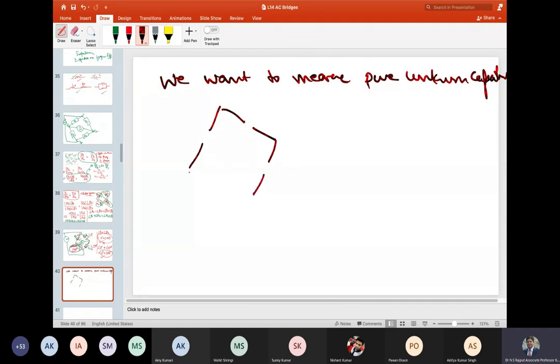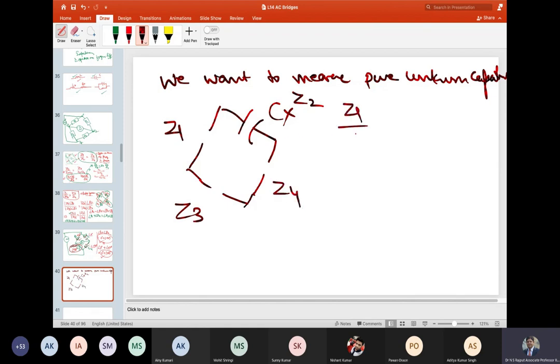I can place my measurand anywhere. So let me choose this. So this is CX, right? In this case, as I can see, this is Z1, this is Z2, this is Z3, this is Z4. So as usual, what we do, Z1 by Z2 is equal to Z3 by Z4.